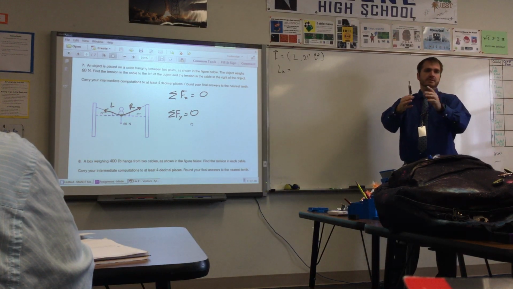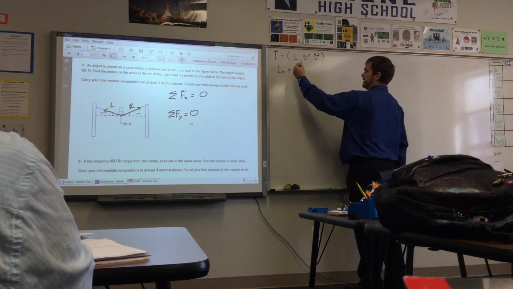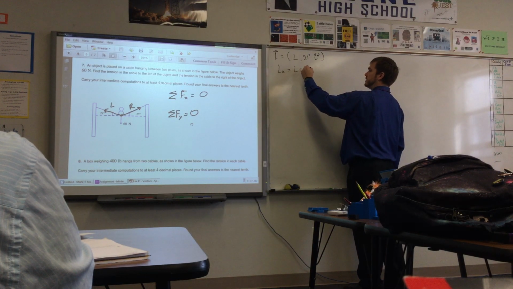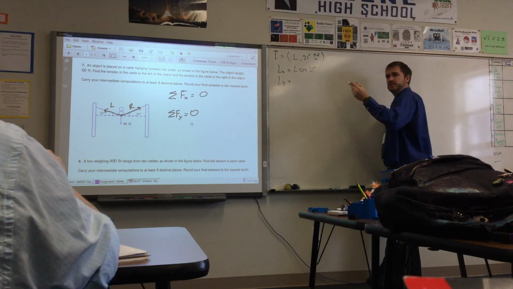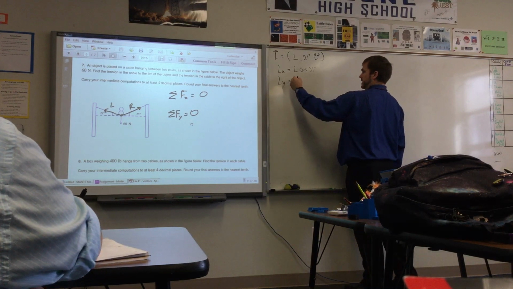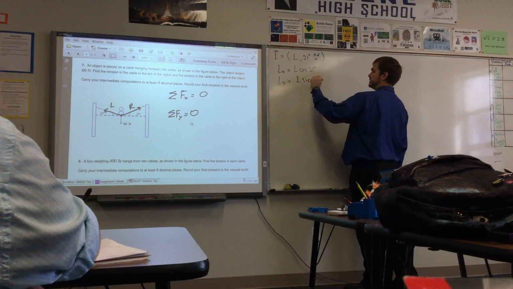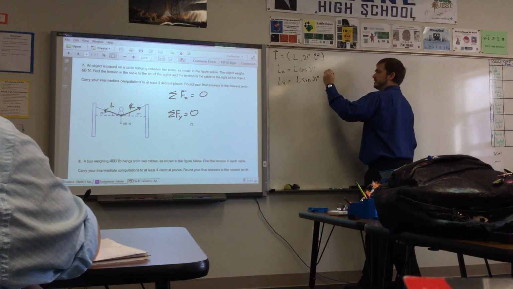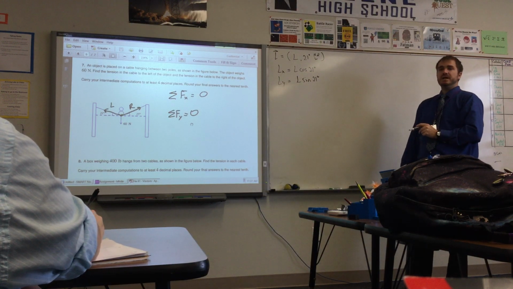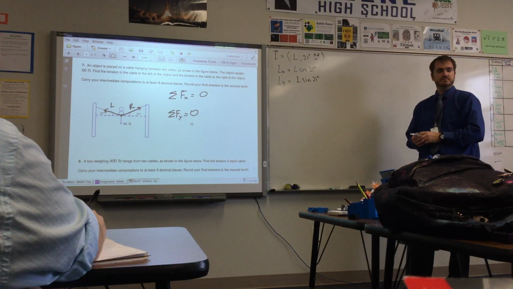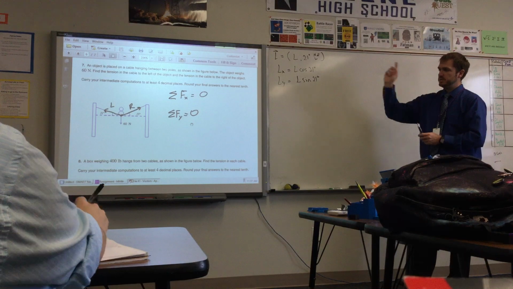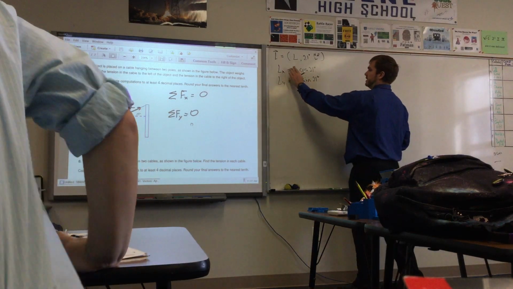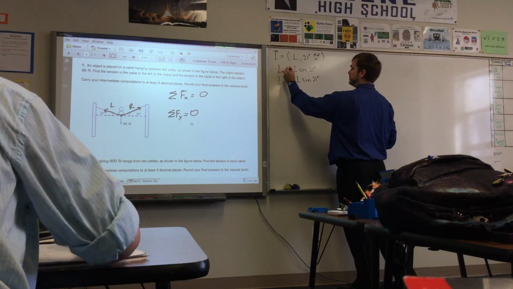So L cosine 21 degrees. Ly is magnitude sine theta, so L sine 21 degrees. Will either one of those be negative? Lx is going to be negative because we can see it going to the left.